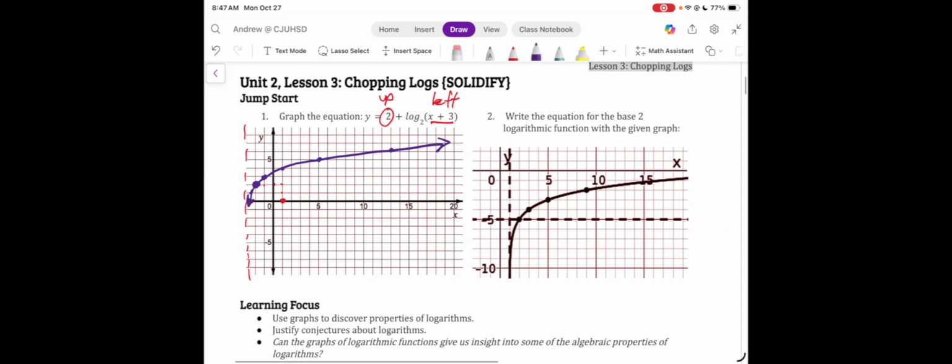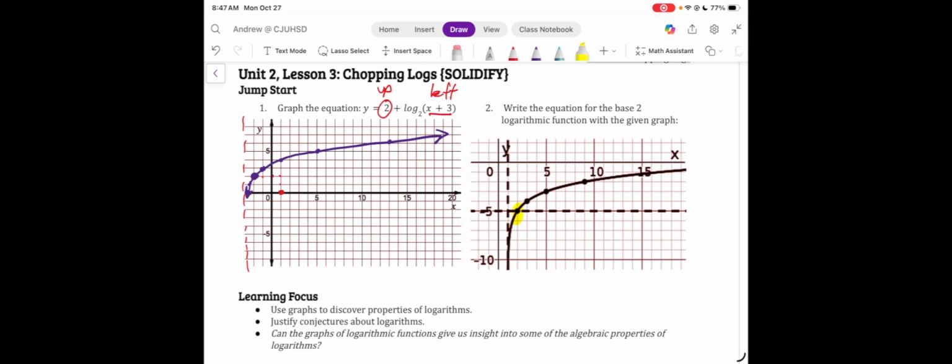On number 2, we're actually working backwards. So our reference point right here. Now, does it have the same pattern of up 1 over 1? Yes. Up 1 over 2? Yes. Up 1 over 4? Yes. So I know this is log base 2. Also, they told me it's base 2. So I just need to track the transformation.